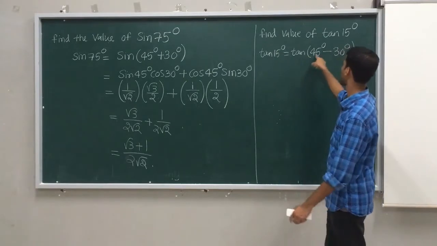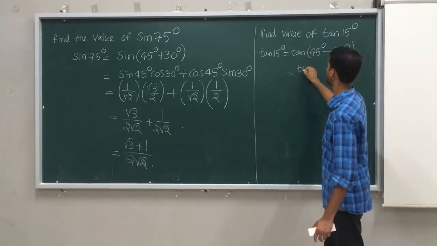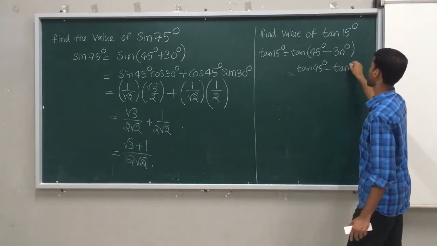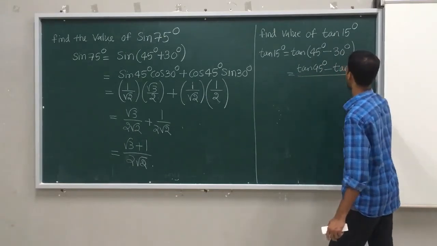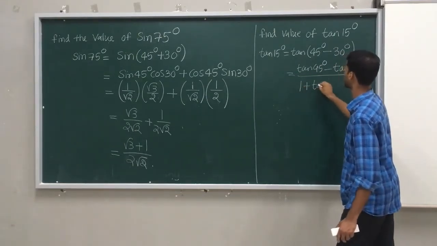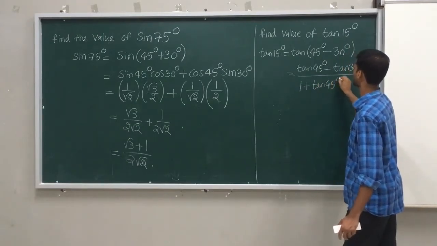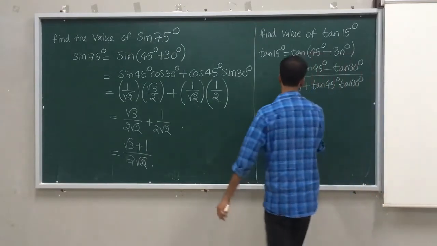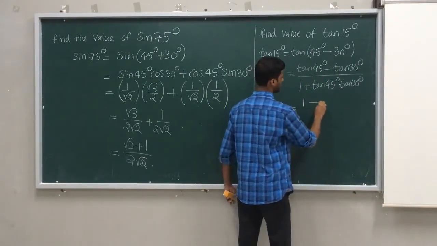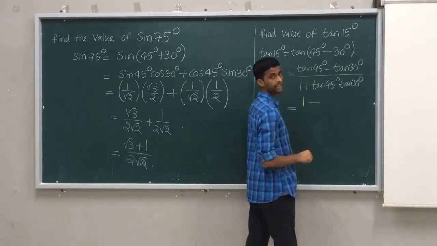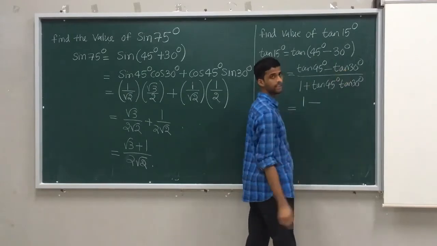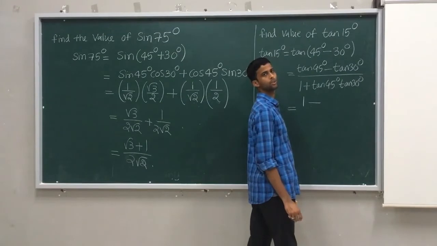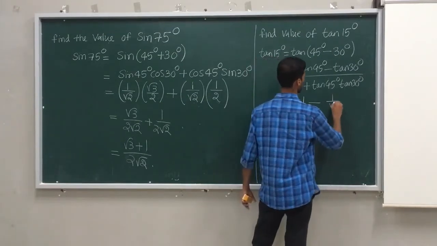Now you know the tan of A minus B formula, that is tan A minus tan B, or tan X minus tan Y, upon 1 plus tan X into tan Y. Tan 45 degrees is 1, minus tan 30. Tan 30 is nothing but sin 30 divided by cos 30. Sin 30 is 1 by 2, cos 30 is root 3 by 2. It is 1 by root 3.